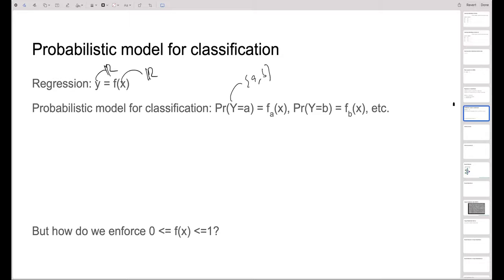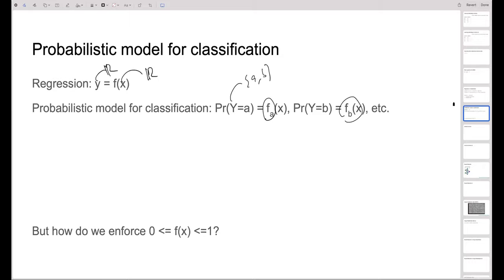You need to see the difference here: previously we used the function to directly estimate the output. But now we're not using the function to directly estimate the output, which is actually not possible because the output is not a real number. A function is always operating in real numbers if you want to make it differentiable, right? But now you're using the function f of a to model the probability instead. You're using f of a to model the probability of y being A, and you're using f of b for the probability of being B, and so on. So then things get clear, right?